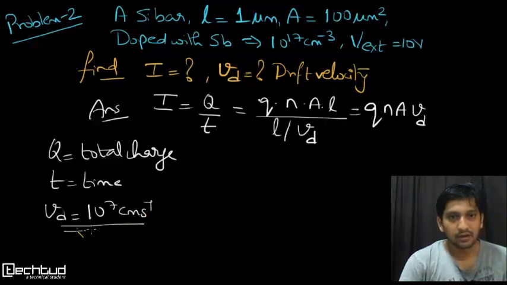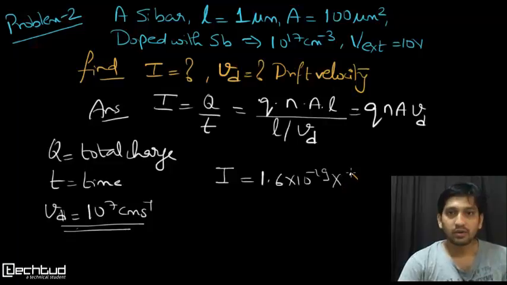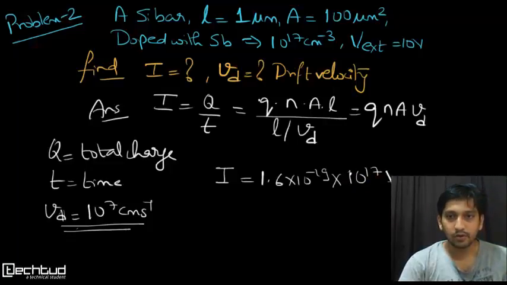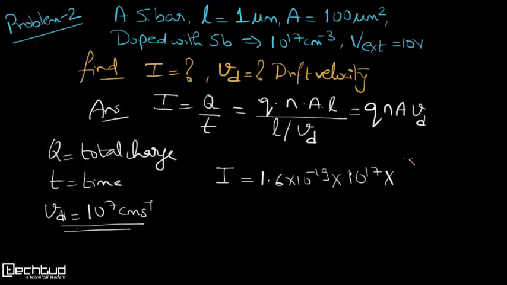It might be the case that this is given to you at the start. Assume that the drift velocity is 10 to the power 7 centimeter per second. You have to assume that value and substitute it in the equation. Let us substitute back. So I you will get to be 1.6 into 10 to the power minus 19 coulomb. N is the electron concentration. Since it is doped with antimony, this is 10 to the power 17 per centimeter cube, because at room temperature we assume that all the antimony has given its electrons.